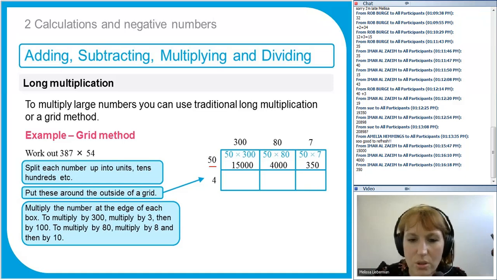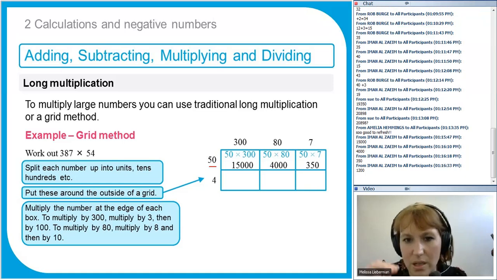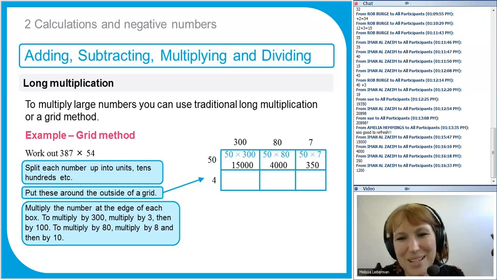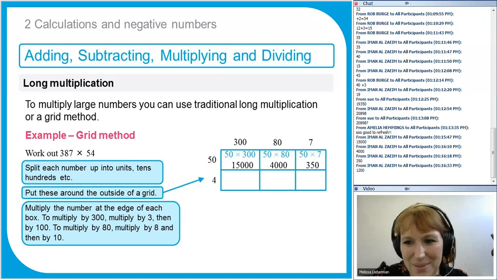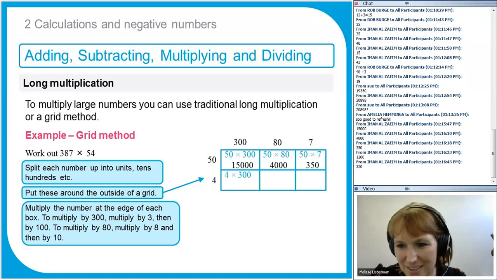Then we do the next row, and we're just going to do 4 times 300. 4 times 3 is 12. You do need to know your times tables, only up to 10 times 10. 4 times 3 is 12, and then 2 zeros. 1,200. Thank you, Iman. Good. And that's the next one.